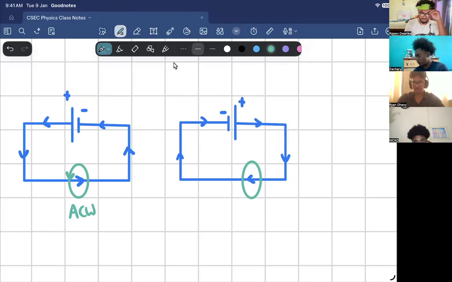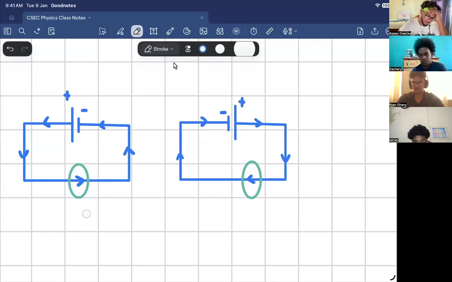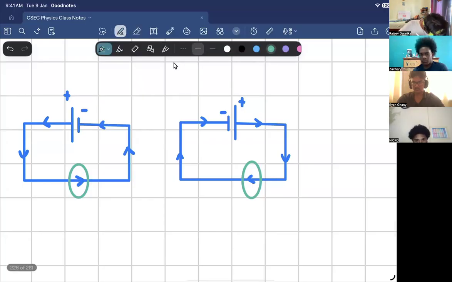Wait a minute, I confused myself. One second, I really am confusing myself. Let me look at this again. No, this is clockwise. You're right. You all did get clockwise, right? Yeah, that would be clockwise. Let me run through that again. Yeah, that is clockwise, and this would be anti-clockwise.